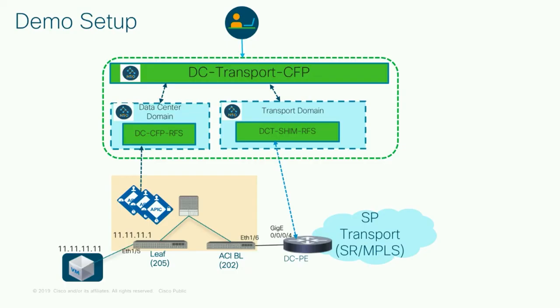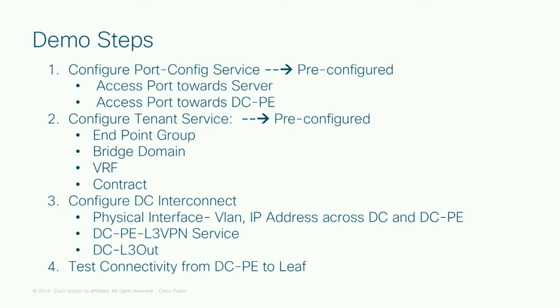As part of this demonstration, I have a 3-node NSO setup with one node as CFS and 2 nodes as RFS, running the data center core function pack and the data center transport, and a single leaf connected to the VM and a border leaf connected to the DCP network. As part of the demonstration, we want to showcase the use cases for port configs, tenant services, DC interconnect, and finally testing the connectivity between the DCP and the VM behind the leaf switch.